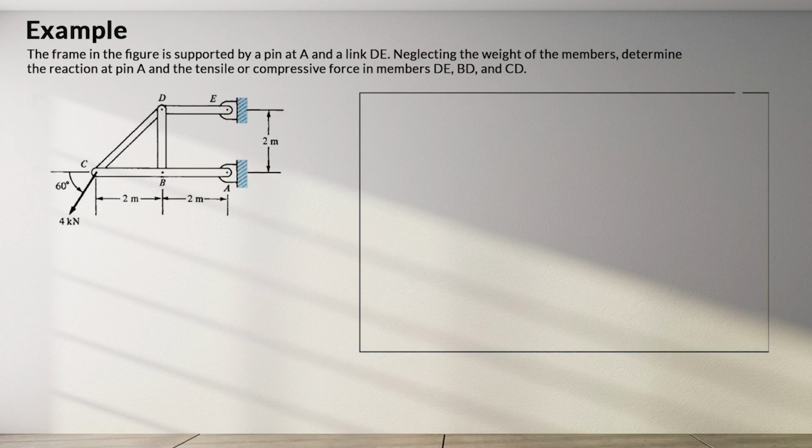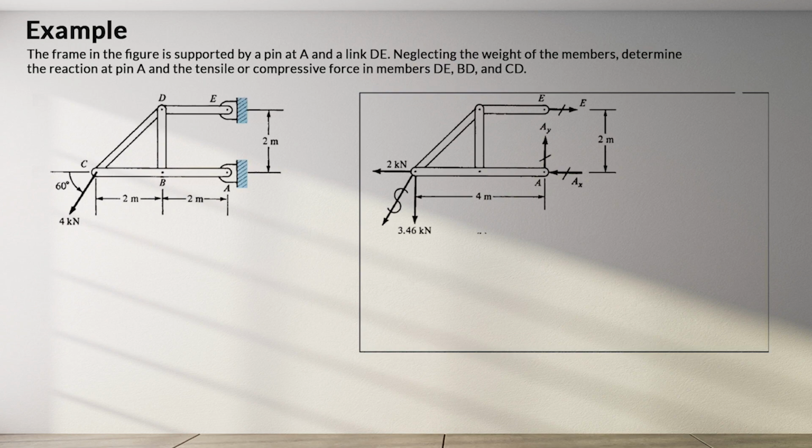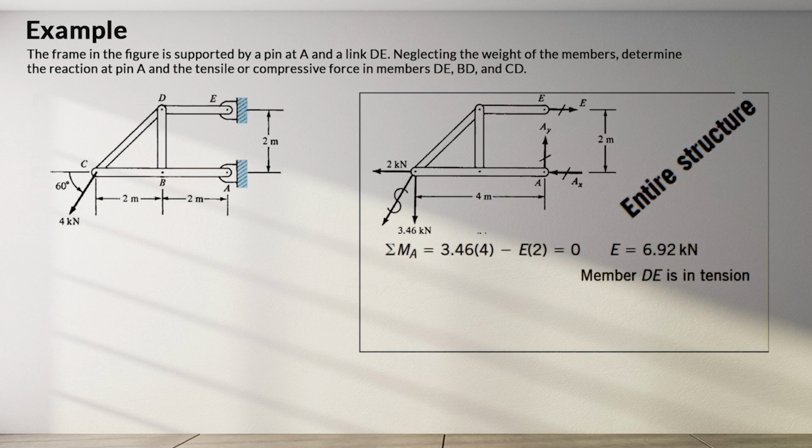In this example, the frame in the figure is supported by a pin at A and a link DE. Neglecting the weight of the members, determine the reaction at pin A and the tensile or compressive force in members DE, BD, and CD. As always, first, draw your free body diagram for the entire structure and then solve to find the missing reactions.